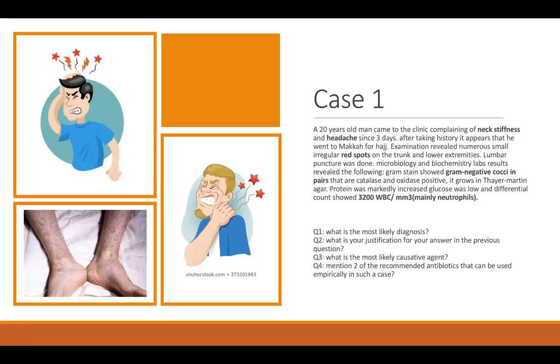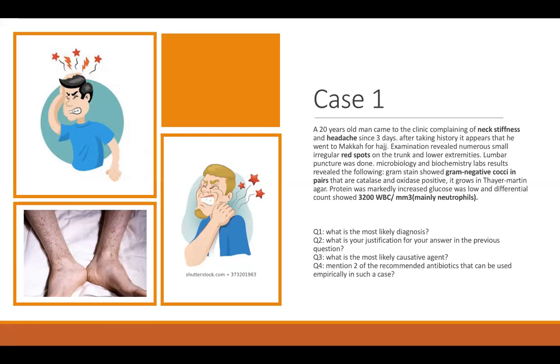Gram stain showed gram-negative cocci in pairs that are catalase and oxidase positive. It grows in Thayer-Martin agar. Protein was markedly increased, glucose was low, and the differential count showed 3,200 WBCs per millimeter cubed, mainly neutrophils.